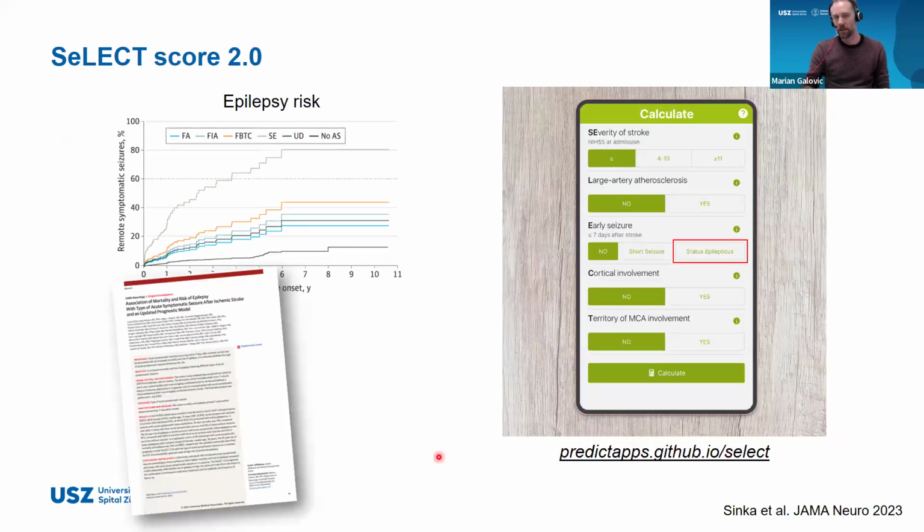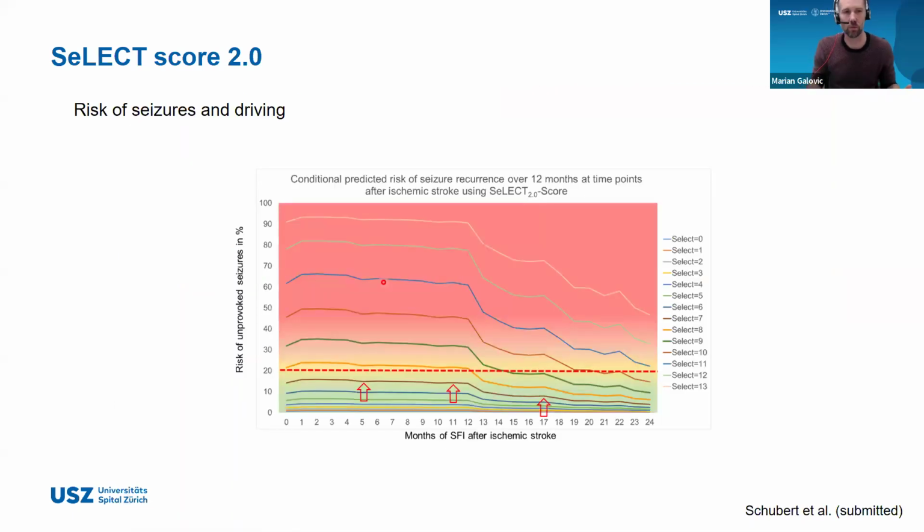Right. Now, I was showing you a few slides back the data on post-stroke acute symptomatic status epilepticus. Because we realized that acute symptomatic status epilepticus was such an important risk factor, we implemented it in this newer version of the app that I'll show you very shortly. And what else can you do with the app? You can calculate the predicted risk of having seizures in the next year.